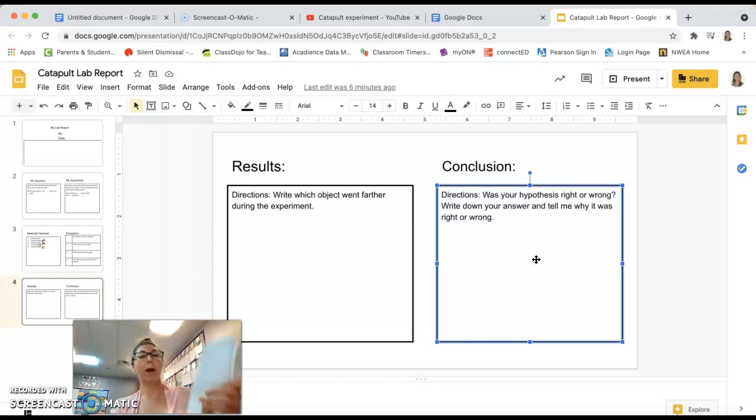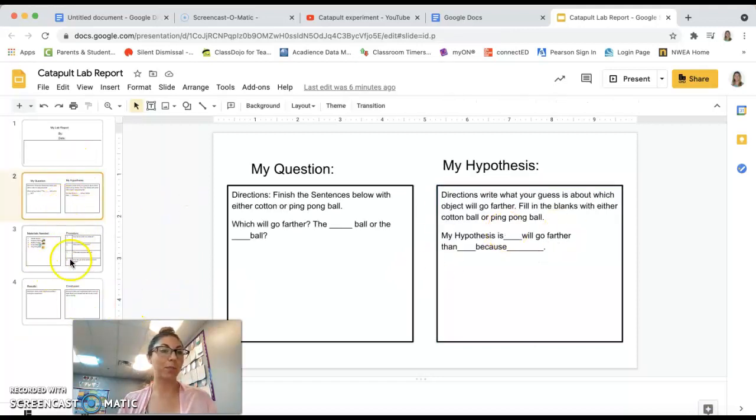In your conclusion part, you will draw a picture of why you think this happened, what happened, and why you think it did. Draw a picture, a quick sketch of that. And then for your other pages, like the My Question page and the My Hypothesis page, you don't really need to draw a picture. Okay? Your pictures, if you have a paper copy, don't need to be anything fancy or perfect. They're just quick sketches. Okay?